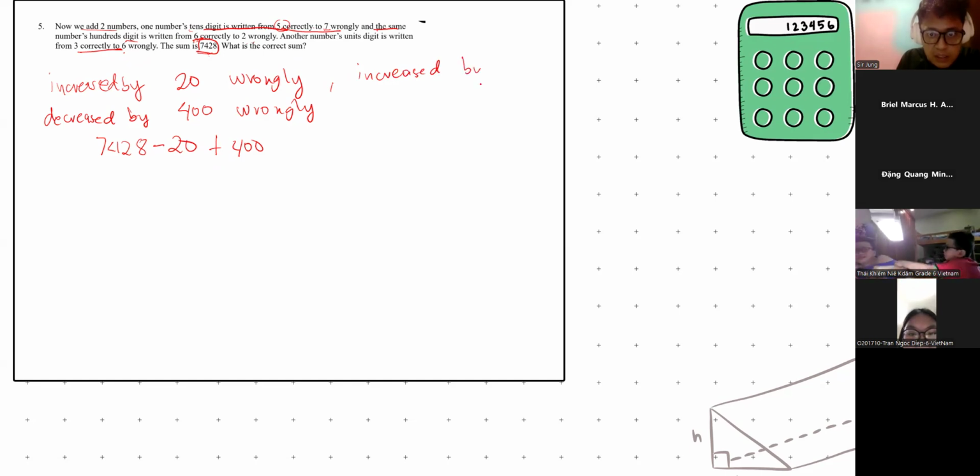Increased by 3 wrongly. So since this is increased by 3 wrongly, we need to subtract by 3. And that should be your answer. Okay? So that's 23, right?